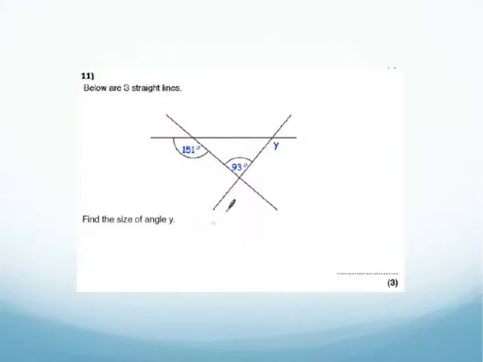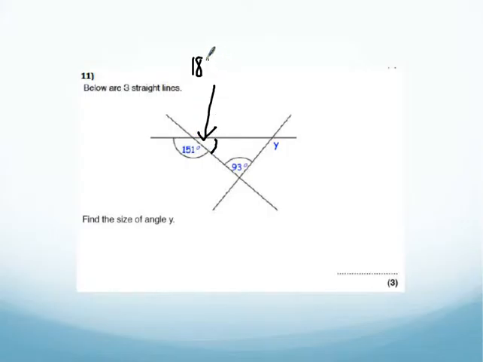Here we have three straight lines. We want to find the size of angle Y. This is a typical example of a GCSE question, certainly the later questions in a paper. My advice on these questions is, if you can't find the angle that you need straight away, go through finding angles that you can find. So, for example, if I start off here, I can actually find this angle here. It's not the angle I want, but I can find it.